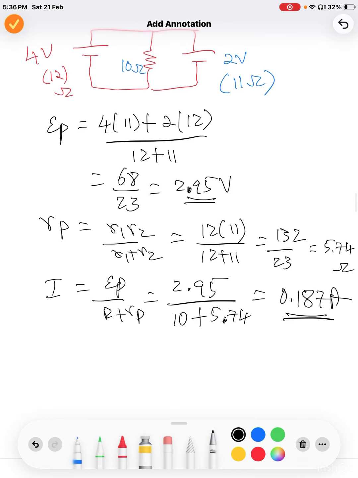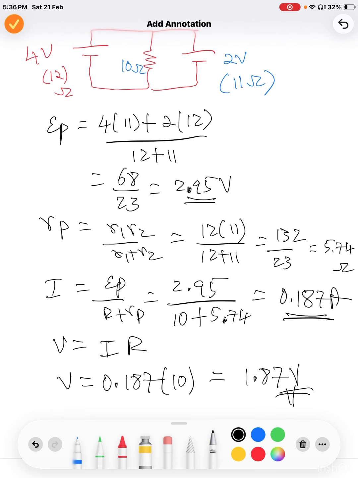So once I find the current, what is the next thing we have to find in the question? Potential. Potential is nothing but I into R. So V equals I value is 0.187 and the R value is 10. So 1.87 becomes the potential difference across the resistor R. That is the answer.